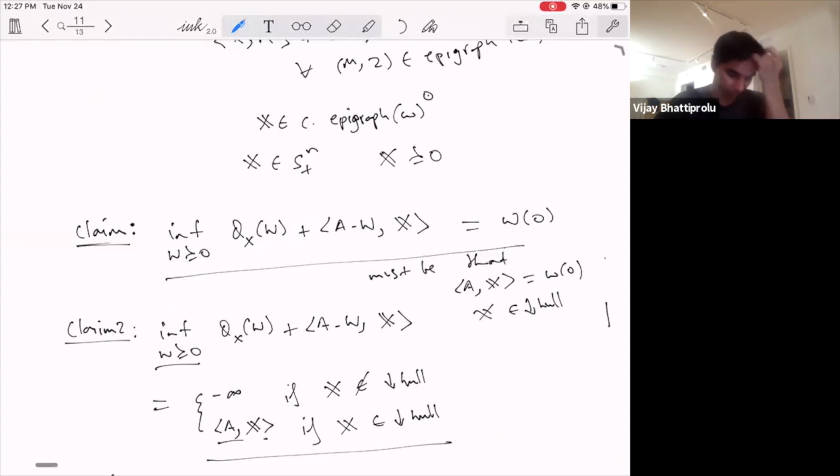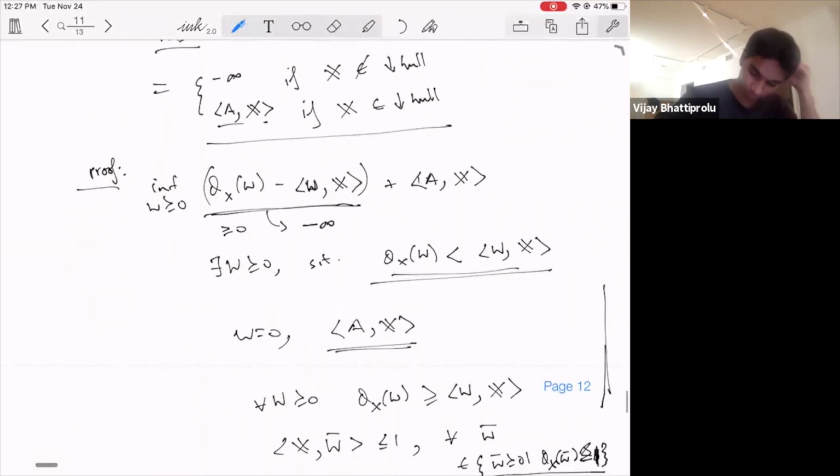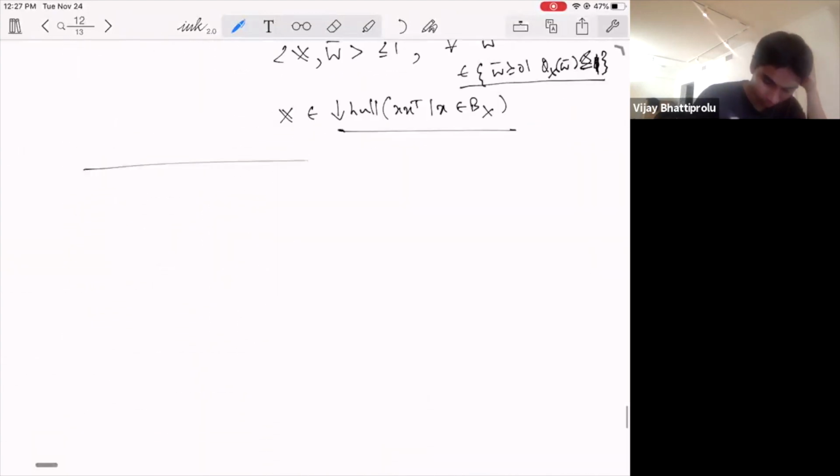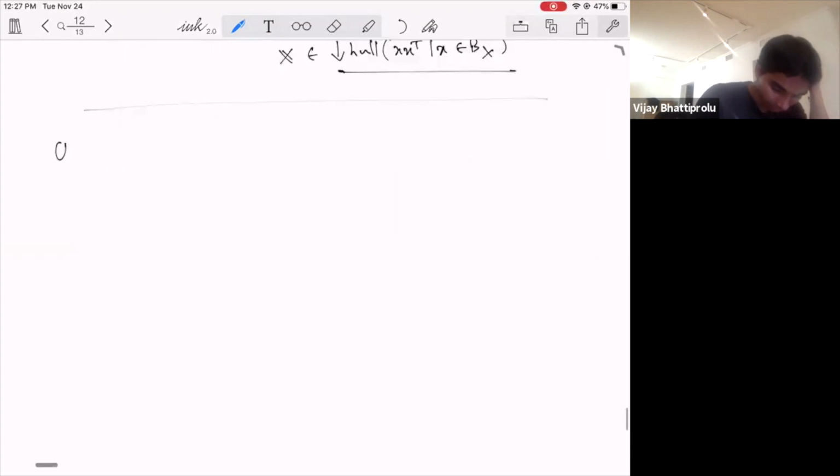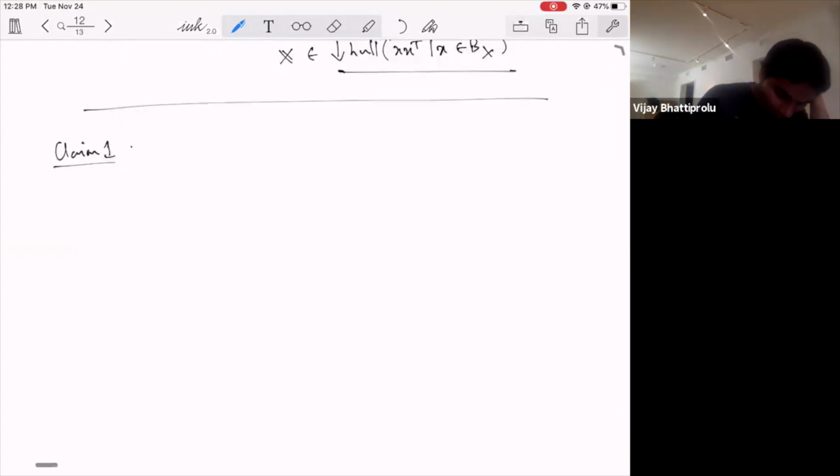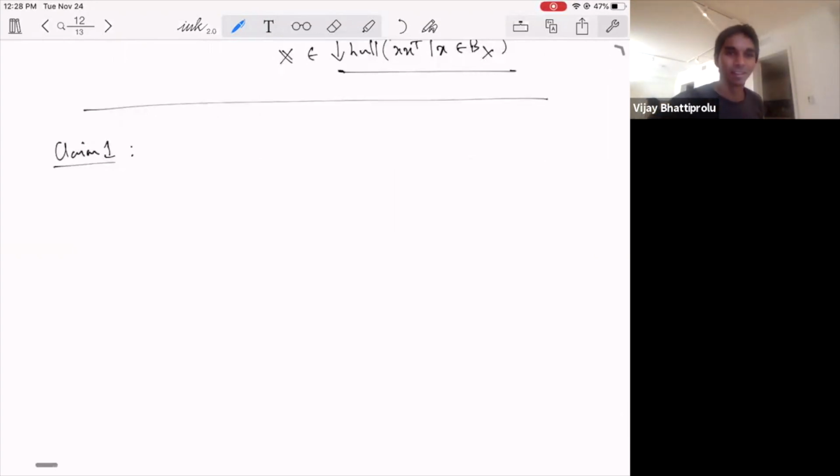Okay. So given claim 1, let's say, we are done. We have constructed our final X. It has good objective value. It is feasible, it belongs to the downward closure of the hull, and we're finally done. Now we need to prove claim 1. I'll try my best to finish this in 5 minutes. Sorry for going over time.